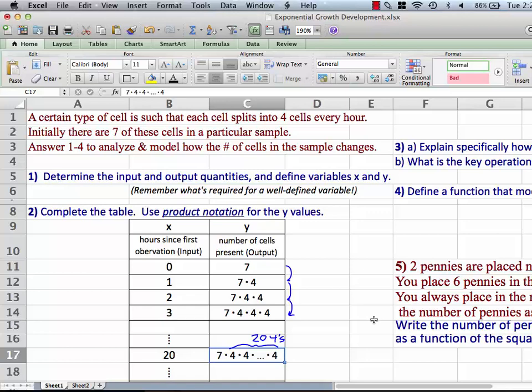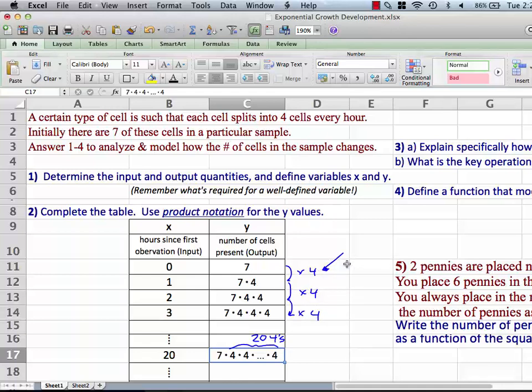How about Jonathan? Specifically, how is the sample growing? So we got 7 cells each, and usually it's times 4. What's that? So what's the mathematics characterizing how this sample is getting larger? That's what I'm asking. What's happening to make that? By 4. And so what do we call the 4? 4 is the growth factor.